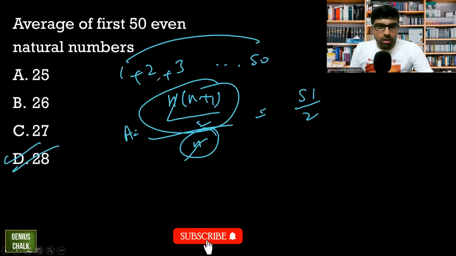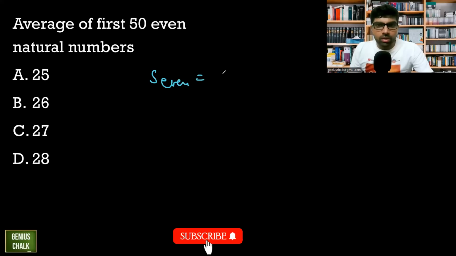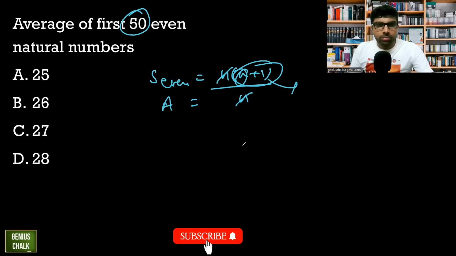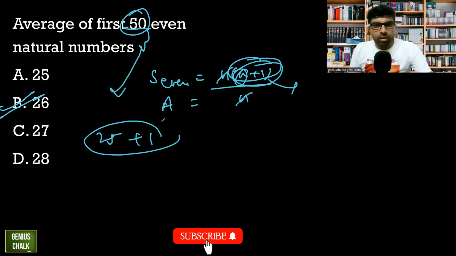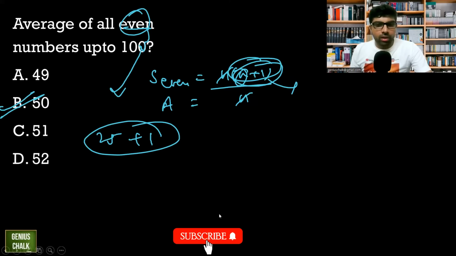Average of first 50 even natural numbers. Always remember, the sum of first n even numbers is given by n into n plus 1. Therefore, the average is dividing this by n. So the average is always number of even numbers plus 1. In first 50, how many even numbers will be there? 25. So the right answer is n plus 1, so 25 plus 1 is 26. So average will be 26, because in first 50, only 25 numbers will be even.